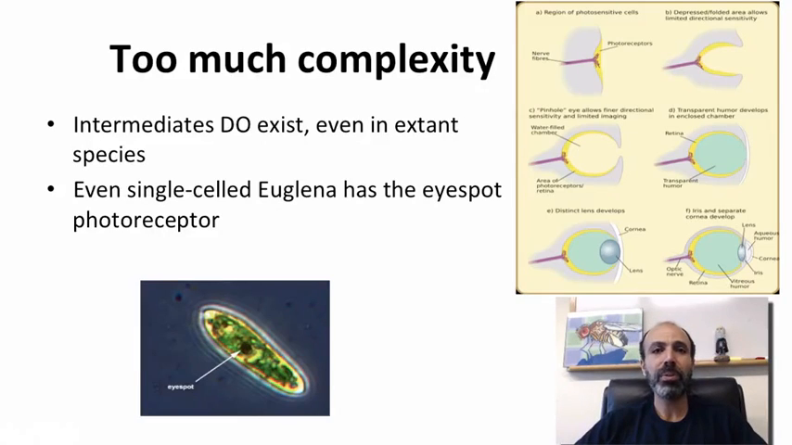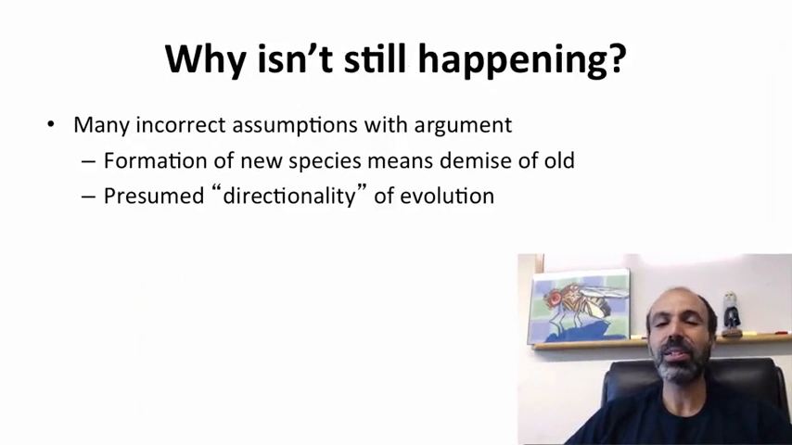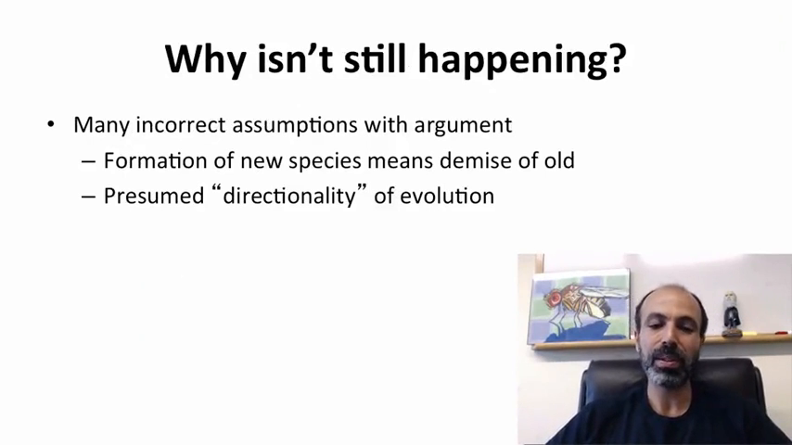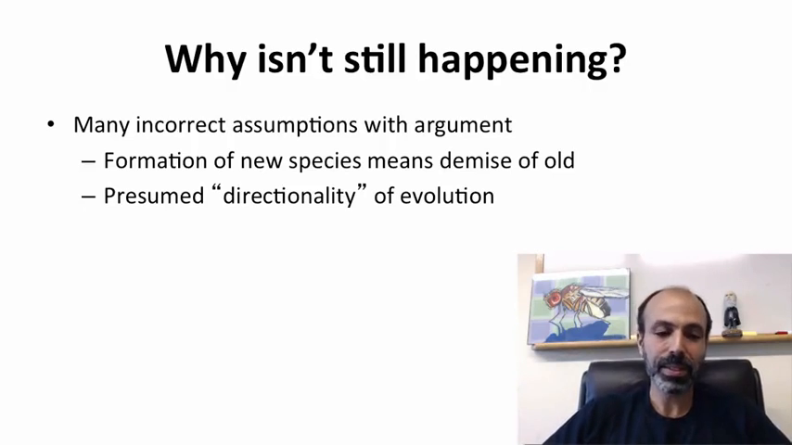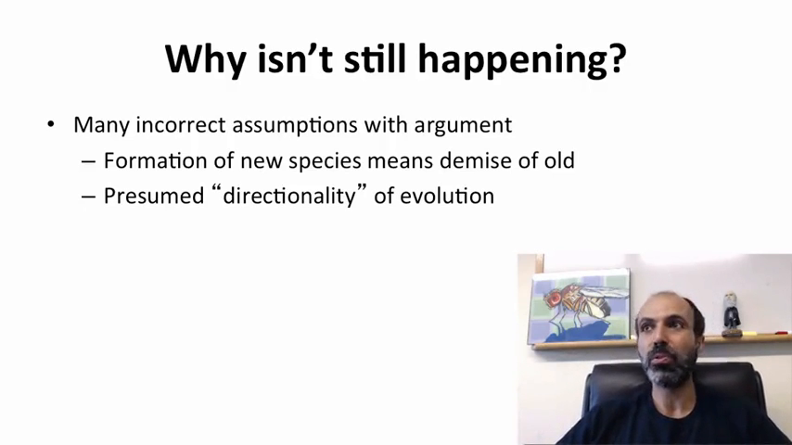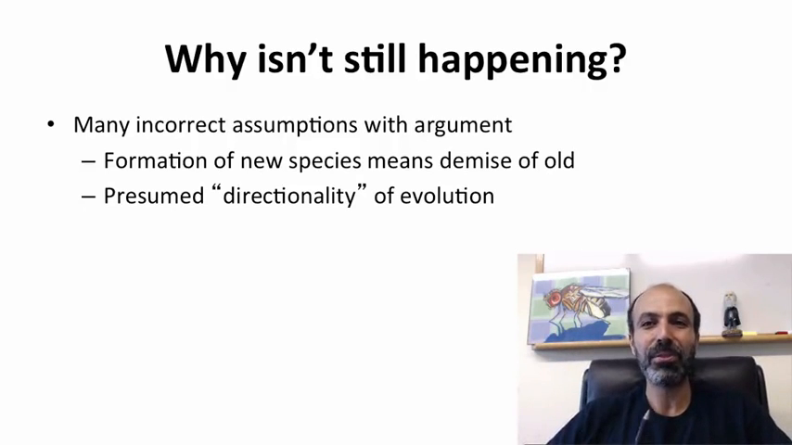So let's talk briefly about why isn't this still happening? Well, there are a lot of incorrect assumptions with this argument. First, one of the assumptions is that the formation of new species means the old species will be gone. That's absolutely not true. The second is this presumed directionality of evolution. Why should monkeys still be evolving into humans? There are a lot of problems with this, so let's go into several of them.